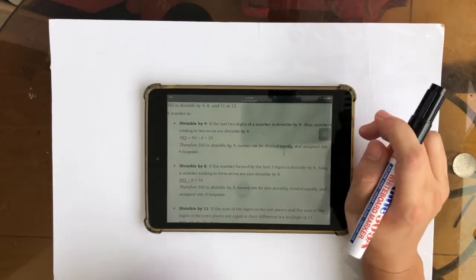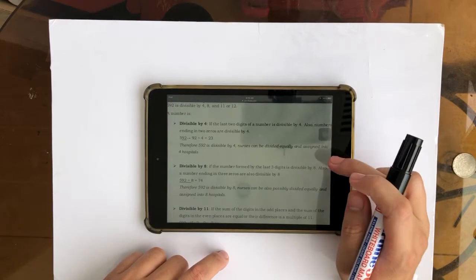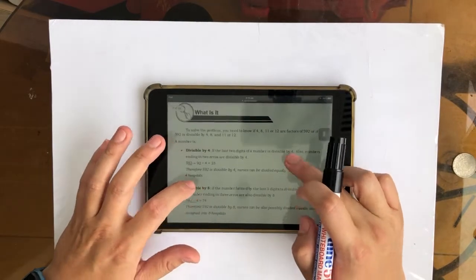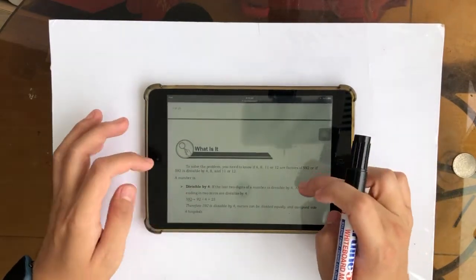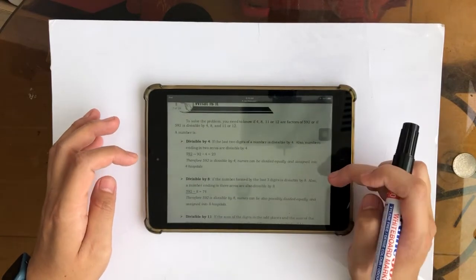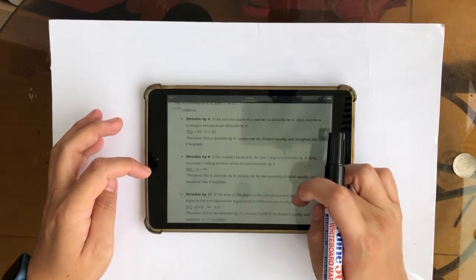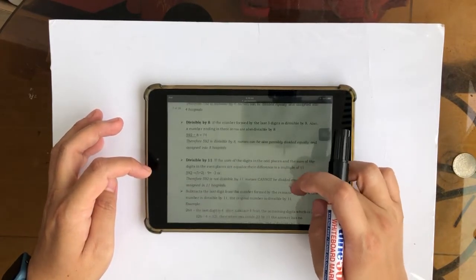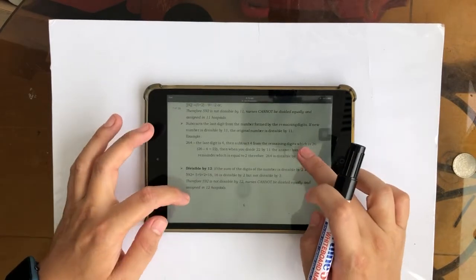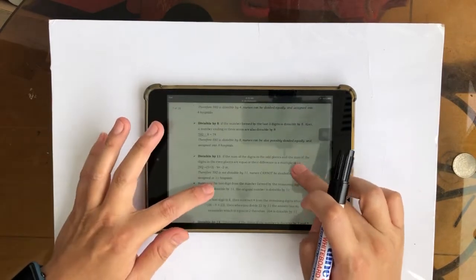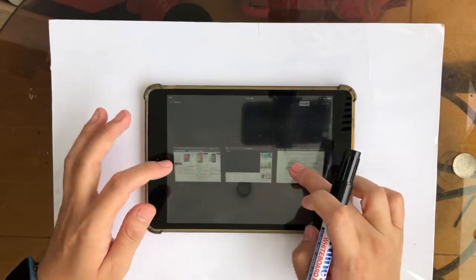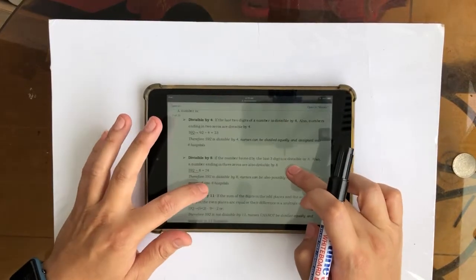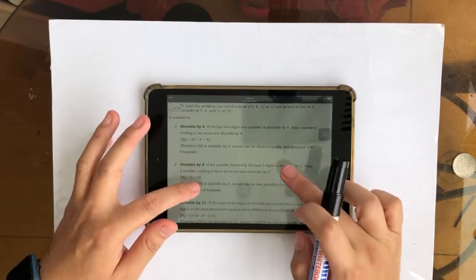As today, gagamitin natin yung module na binigay nila with the lesson about the divisibility of 4, divisibility of 8, and then by 11, and then by 12. So, start muna tayo sa divisible by 4. So, kailan ba nagiging divisible by 4 ang isang number?